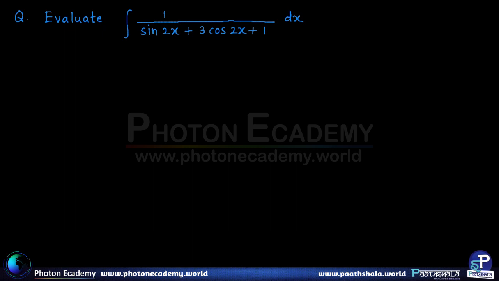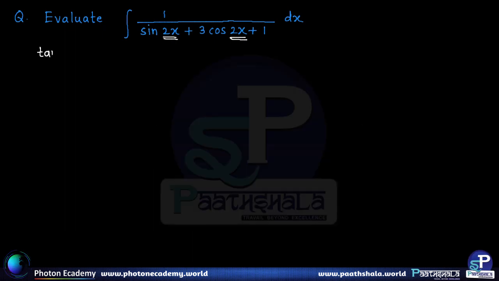Here we have to evaluate the integral of 1 upon sin 2x plus 3 cos 2x plus 1. As we know, the angle we observe is 2x, so we must substitute tan x with t. Now we already know what is to be substituted for sin 2x and cos 2x. So let's directly write the integral I as 1 upon.